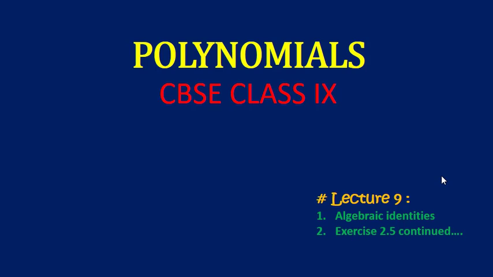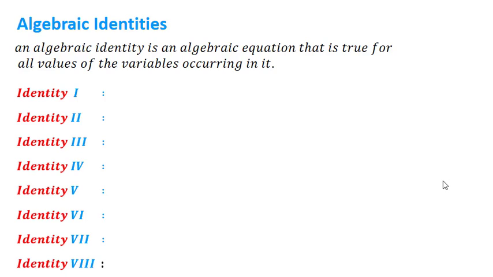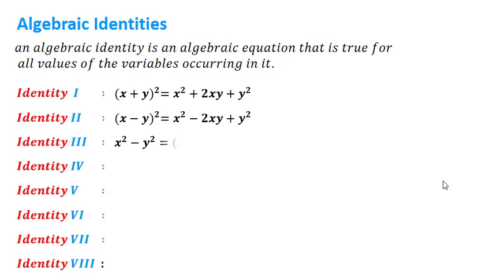In this lecture we are going to revise algebraic identities and solve some problems of exercise 2.5. Now let us first revise identities. First identity is (x plus y) the whole square is equal to x square plus 2xy plus y square. Second identity is (x minus y) the whole square is equal to x square minus 2xy plus y square. Third identity is x square minus y square is equal to (x plus y) into (x minus y).